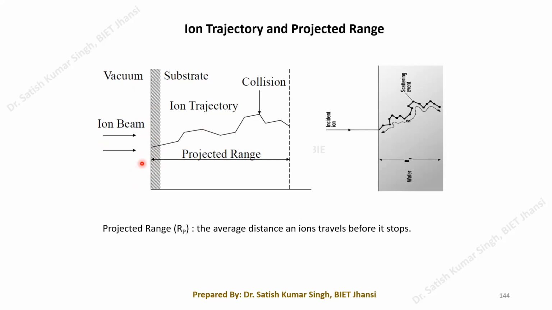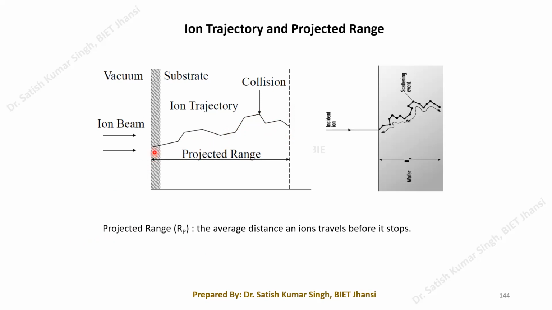Whatever the energy, it will be maximum when the ion beam impacts this particular surface. Once it starts entering the material, it will start losing its energy because of the interaction with the atoms and the electrons within the material, and its path will get deflected many times. At last its energy will be completely lost, and then it will stop somewhere.